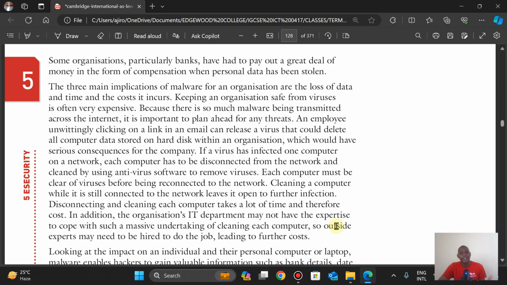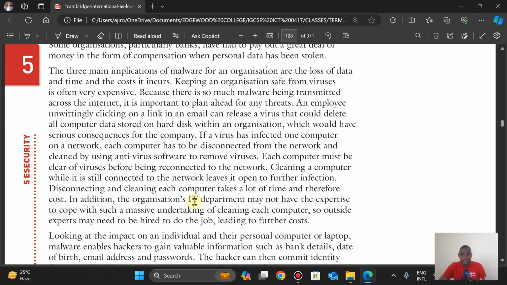If a virus has infected one computer on the network, each computer has to be disconnected from the network and cleansed by antivirus software to remove the viruses. Each computer must be clean of viruses before being reconnected to the network. Please, this is very, very important.